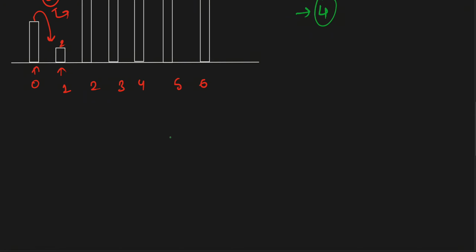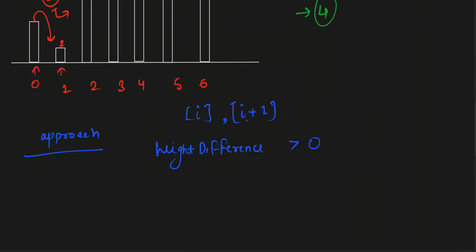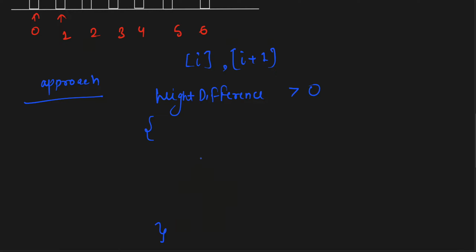So how can I approach this particular problem statement? Let me write approach. Whenever I get to that particular stage where the height difference between the current height, which is I, and I plus 1 buildings, is greater than 0, what do I need to do? I need to choose an option, either a ladder or some bricks. So whenever the height difference is greater than 0, I will be pushing in some element.